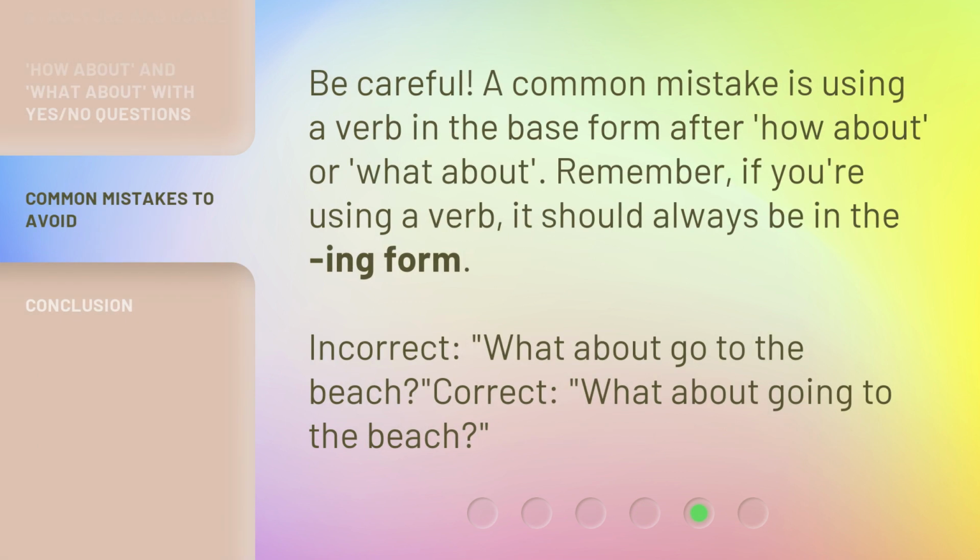Be careful. A common mistake is using a verb in the base form after how about or what about. Remember, if you're using a verb, it should always be in the ing form. Incorrect. What about go to the beach? Correct. What about going to the beach?